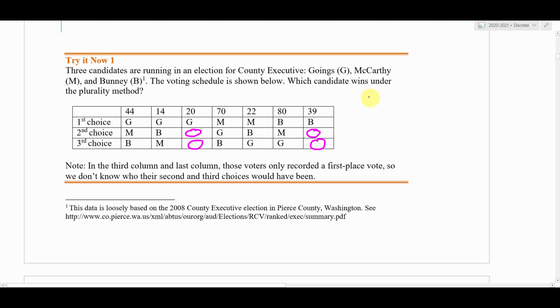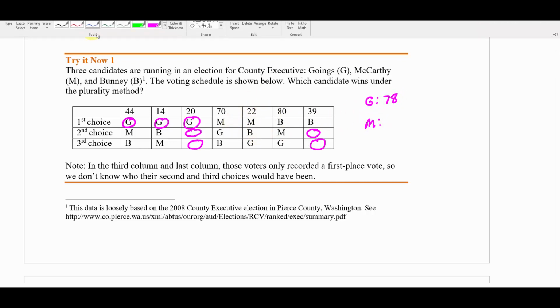All right, so I'm going to go over here and I'm going to say Goings, and I'm going to count up all of the G's. So we've got 44 here. So we got 44, 14 and 20, and let me do my math in my head real quick. That's 34, 74, 78 votes for Goings. Hopefully I added that up right. And then we have McCarthy. Okay, let me switch to a different color here.